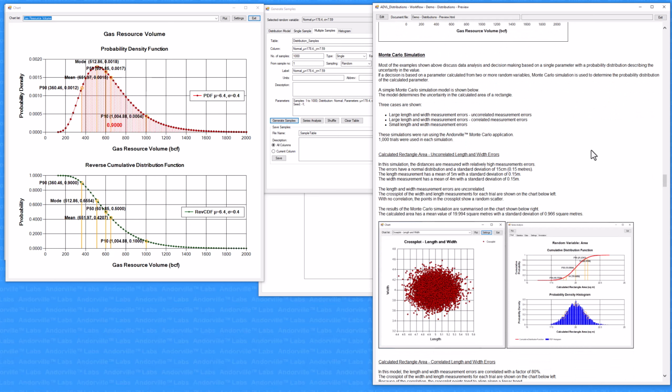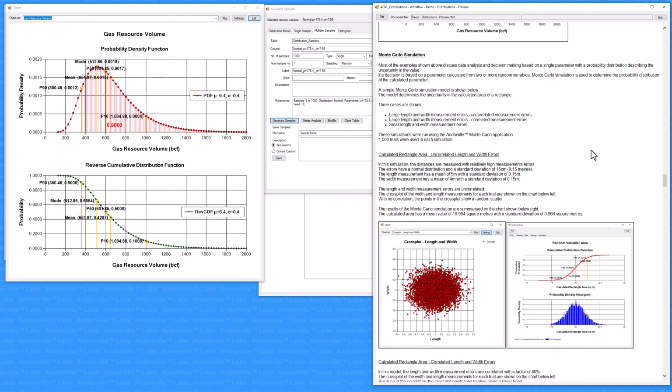Most of the examples shown above discuss data analysis and decision making based on a single parameter with a probability distribution describing the uncertainty in the value. If a decision is based on a parameter calculated from two or more random variables, Monte Carlo simulation is used to determine the probability distribution of the calculated parameter. A simple Monte Carlo distribution model is shown below. The model determines the uncertainty in the calculated area of a rectangle. Three cases are shown.